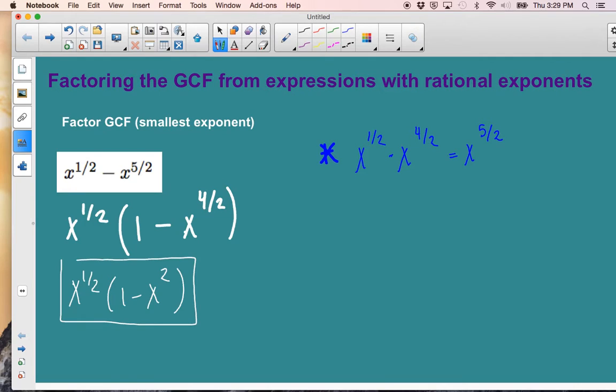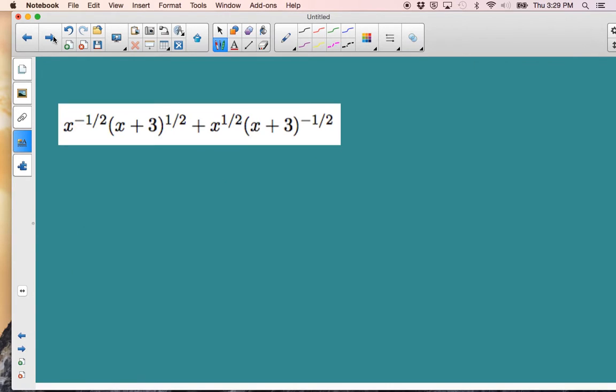Remember, we're just factoring out the GCF. So even though this is a difference of perfect squares, I'm just going to leave it like that because we're just factoring the GCF. So next example here.